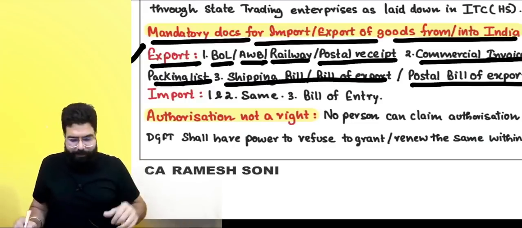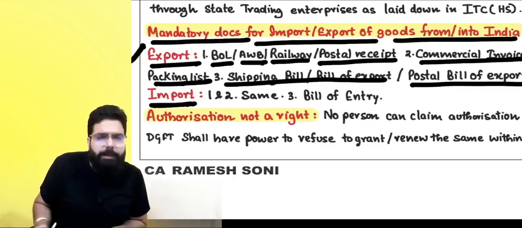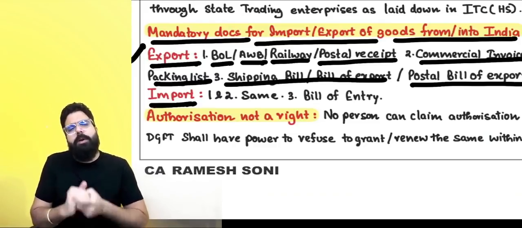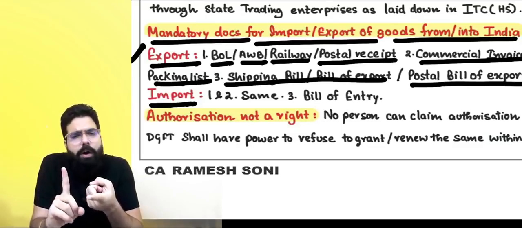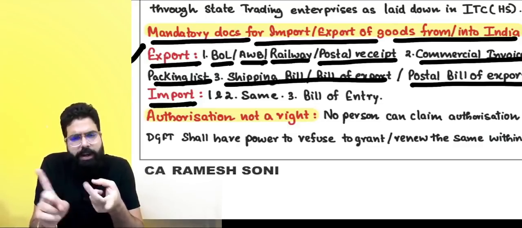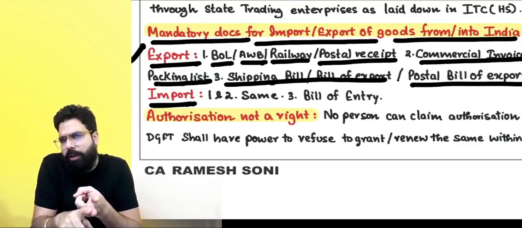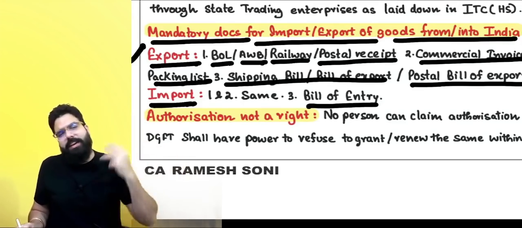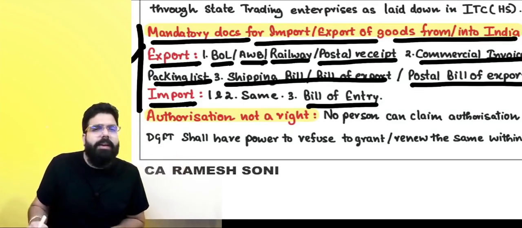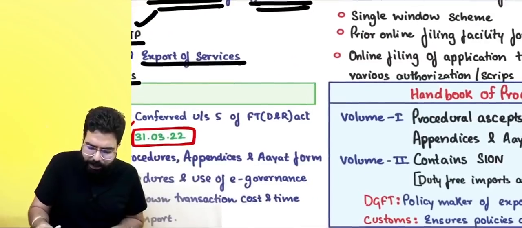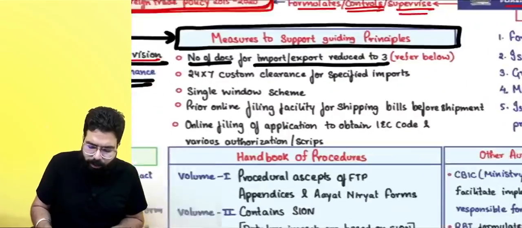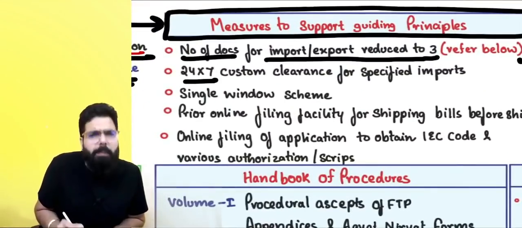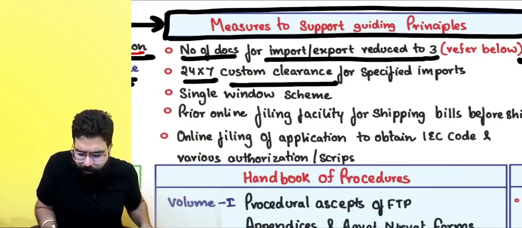No more headache. Then in the case of imports, it is the same. Whenever you are importing, you should have the 3 documents: bill of lading, airway bill number, or railway or postal receipt. Number 2, you should have the commercial invoice cum packing list. Number 3, please file the bill of entry. That's it, everyone. Then you can go ahead and import. So they are telling that for import and export we are going to reduce the number of documents only to 3.